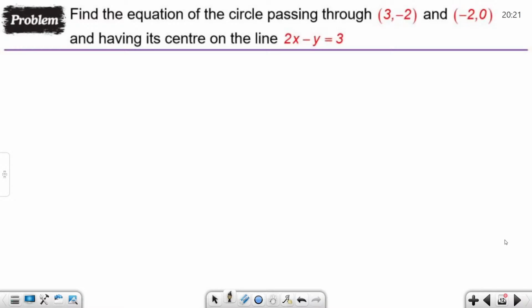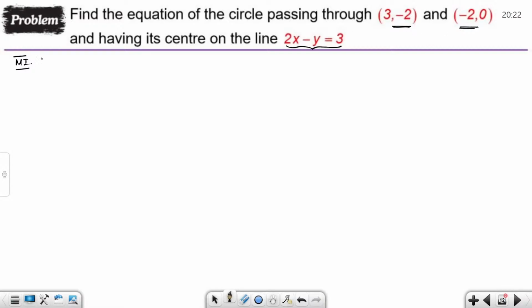The question is: find the equation of the circle passing through these two given points and having its center on this line. Okay, almost the same type of question. So this is method 1. First I will use the concept of family of lines. I will find the equation of the circle where these two points are the extremities of the diameter.